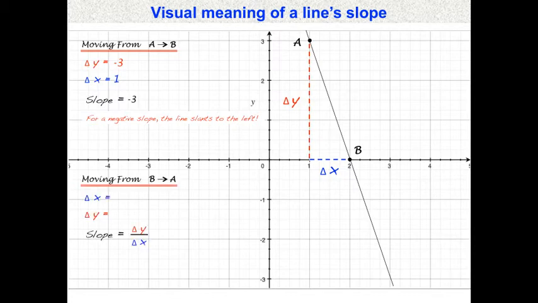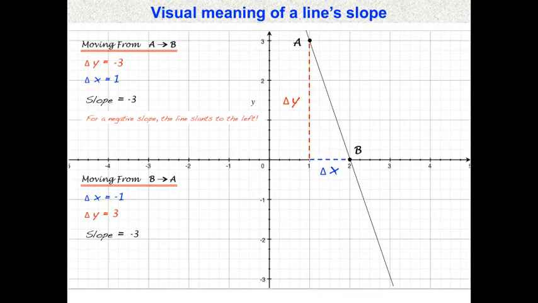Now, suppose I want to move from point B to point A. Well, then, is our delta x going to be 1? No. Our delta x is going to be minus 1. And our delta y, is that going to be minus 3? No, because we move upwards. And so it's going to be a positive 3. So the slope is still 3 divided by minus 1, which is equal to minus 3.